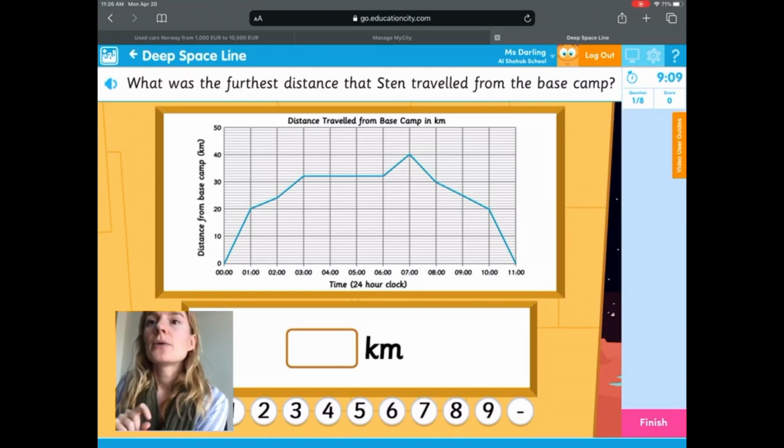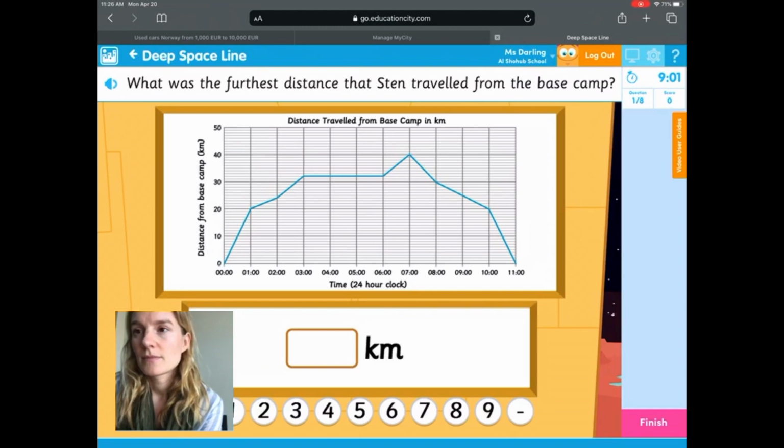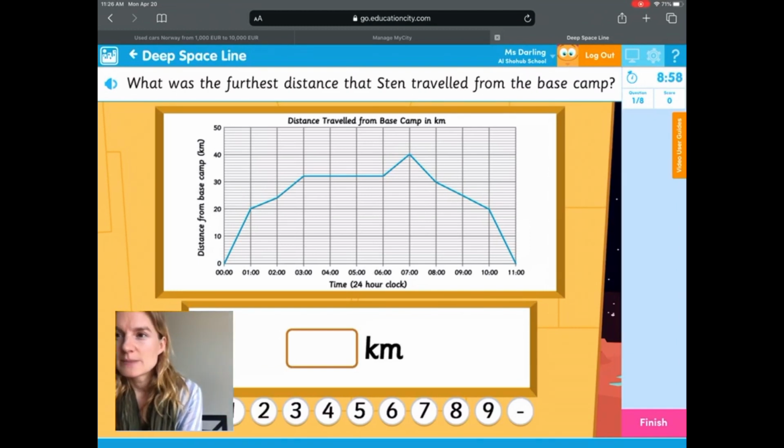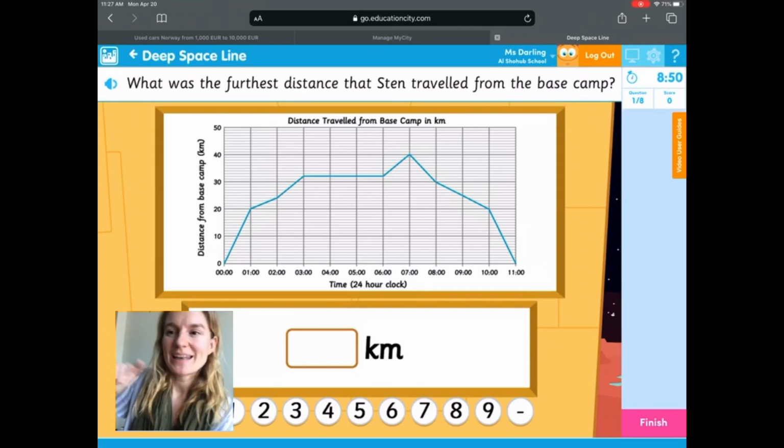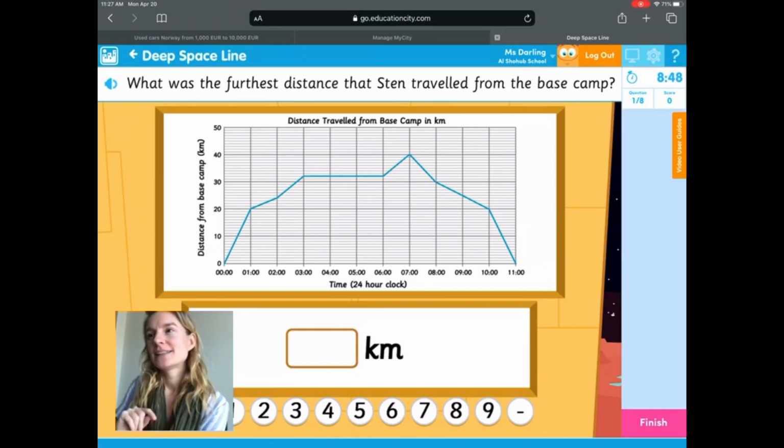So he wants to know the furthest distance that he travelled. So we have to look at the highest peak. Can you find the highest peak? And then look along and see what the kilometres were. It's a nice easy number. Put that number in the box and move on to the next question.